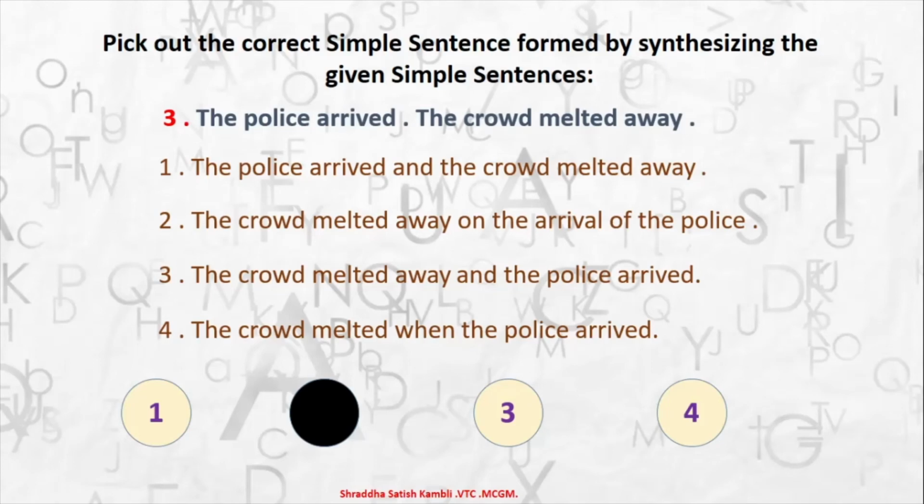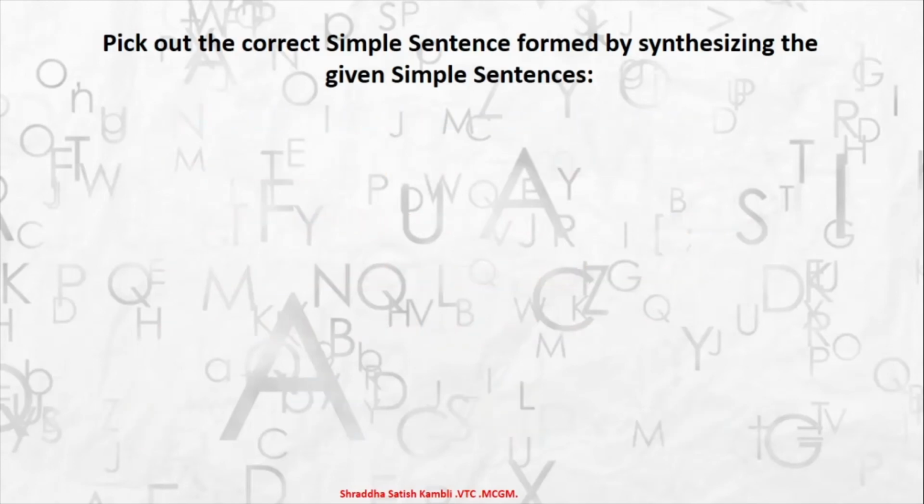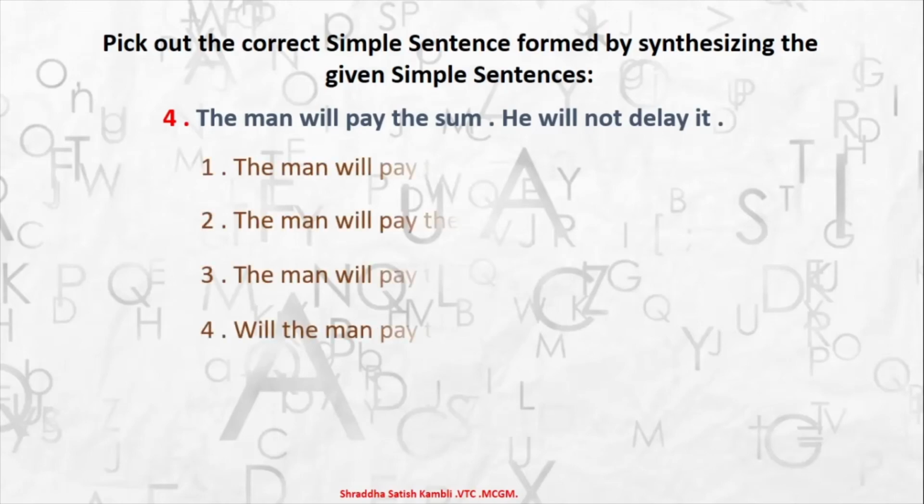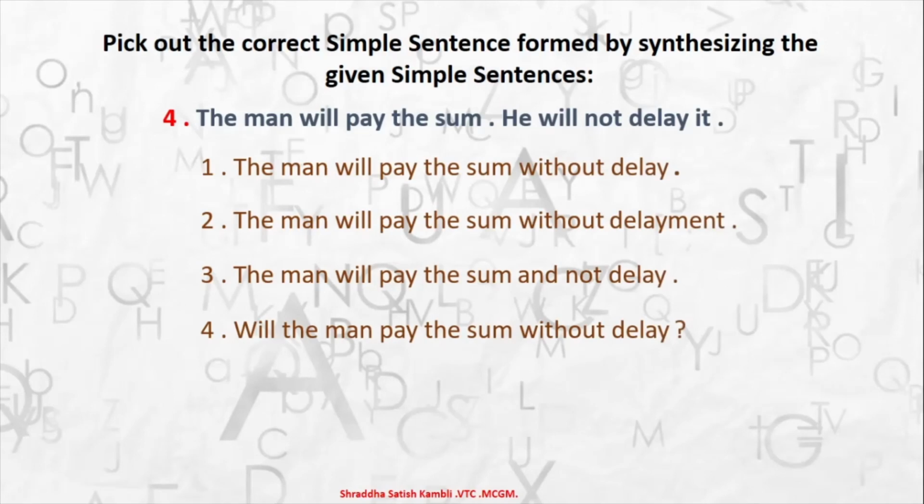Okay, moving on to the second last example in this pattern. Pick out the correct simple sentence formed by synthesizing the given simple sentences. Same pattern. Example is different. The man will pay the sum. He will not delay it. So what will be the answer? 1: The man will pay the sum without delay. 2: The man will pay the sum without delayment. 3: The man will pay the sum and not delay. 4: Will the man pay the sum without delay? So let's see which one will be the right option.